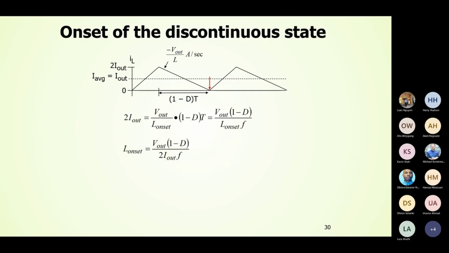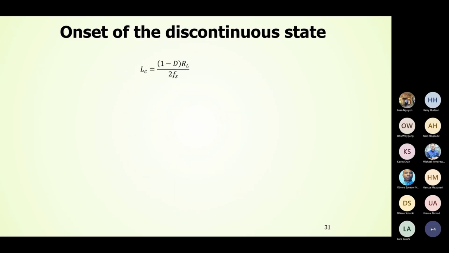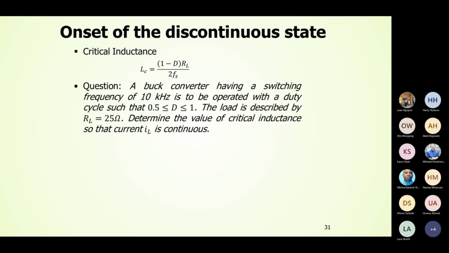And by doing the formula calculation, you will be able to use a formula which is L onset equals Vout times (1 - D) divided by 2 times F. So this value of L will actually start the discontinuous conduction mode. And to calculate this, we have to consider the worst case duty cycle. There is also another alternative formula that uses the load resistor and switching frequency. This we can use to solve a problem.